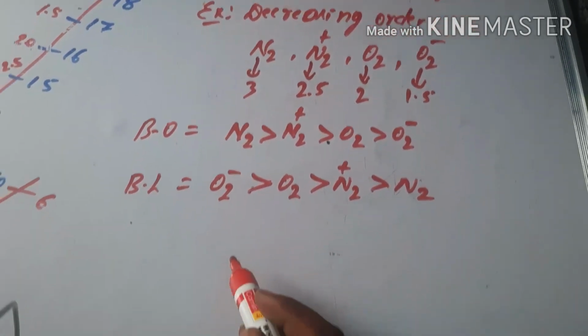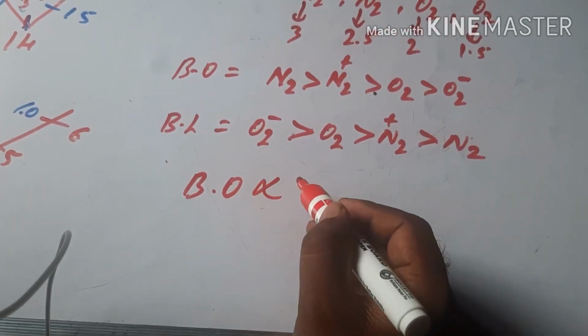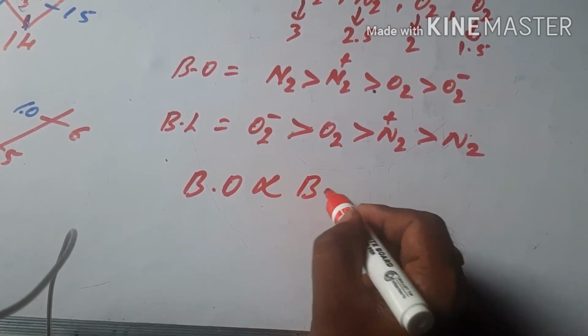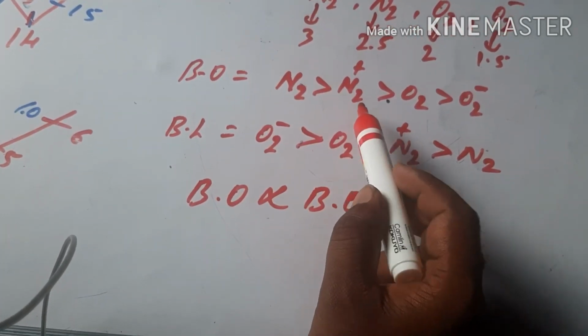In the same manner, bond order is directly proportional to bond energy. Therefore, the higher the bond order, the higher the bond energy.